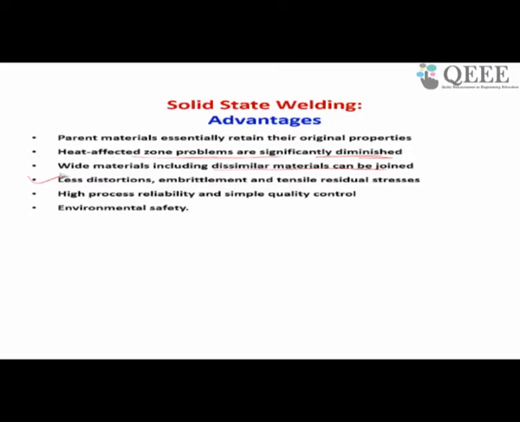Since the joining temperature is lower, around 500 degrees, and if it is an aluminum alloy, your joining temperature will be around 400, and the room temperature is 27 or 30 degrees centigrade, the difference is very, very small. So you will have less chance of residual stress formation or distortion. Even though it will be there, it will be less. Environmental safety and those things are also there. These are the advantages of solid state joining.